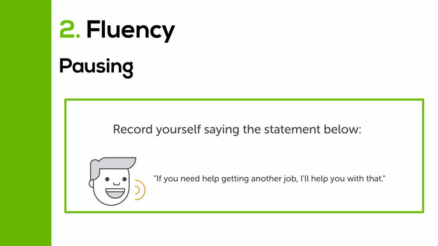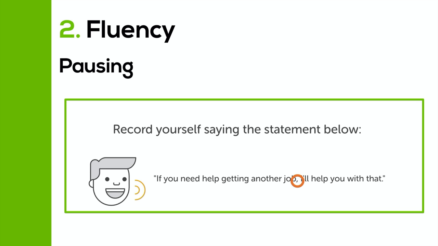Most typically, the punctuation mark you're looking for is the comma. When you see a comma, it is an indication for you to pause. Listen to me say this sentence. If you need help getting another job, I'll help you with that. This comma was an indicator for me to pause here. When you pause, don't pause too long, just pause slightly. Listen to me say this one more time. If you need help getting another job, I'll help you with that. So did you notice that it was just a slight pause?